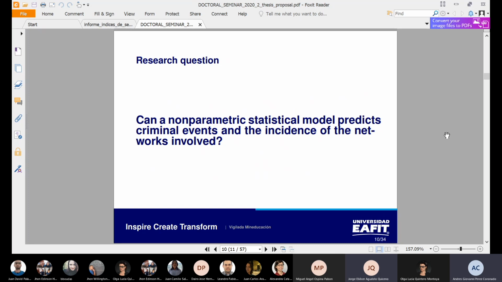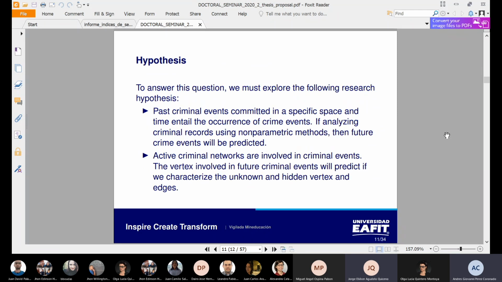This leads to the research question. Can a parametric statistical model predict criminal events and the incidence of the networks involved? Can non-parametric methods help me understand how crime will happen and the incidence of this network that produces crimes or felonies? And with my thesis director, we propose two hypotheses.